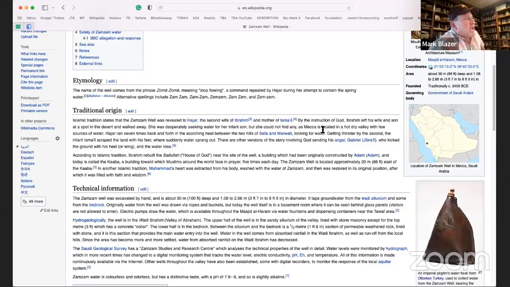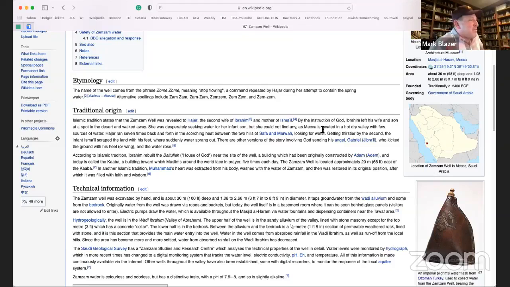Again, notice the difference. She's looking for water, folks. That's not what the Bible says was happening. She kind of left it alone, according to the Bible story. Can't have that about Hajar. Getting thirstier by the second, the infant Ishmael scraped the land with his feet, and suddenly water sprang out. There are other versions. He went back to being an infant. There are other stories of this.